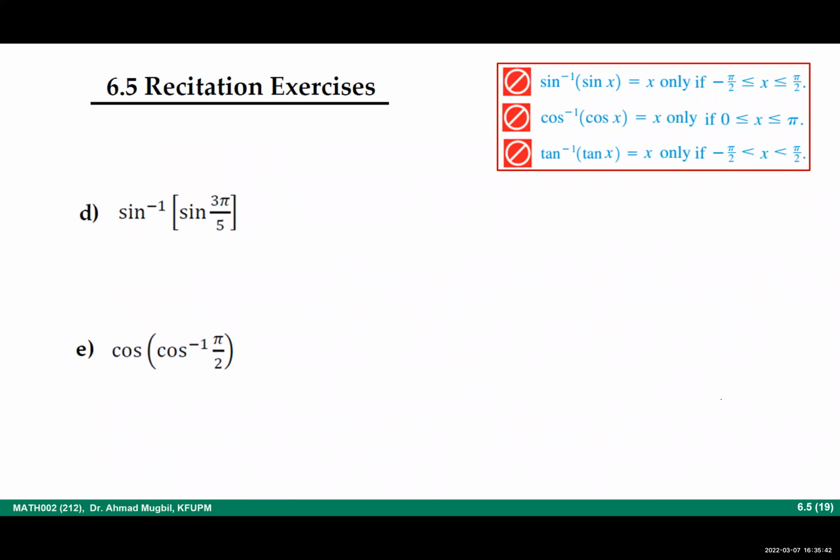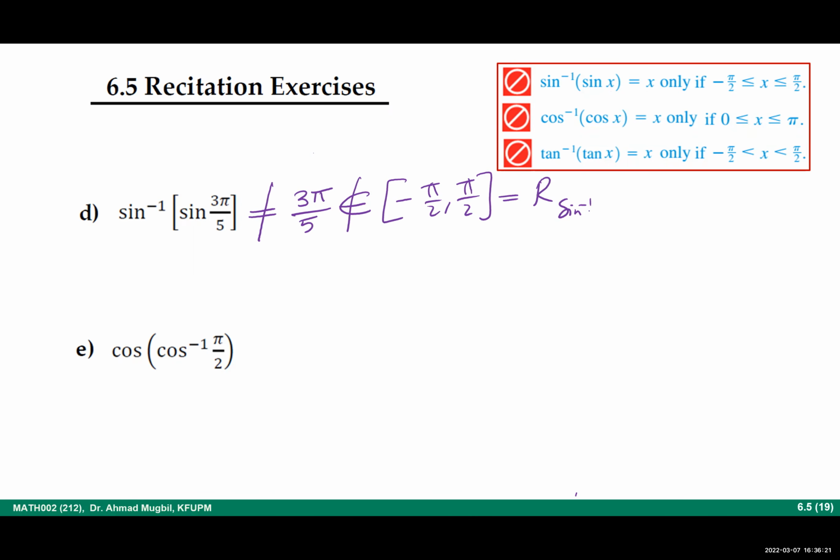Next, sine inverse sine 3 pi over 5. Now again, we have here a composition of the function and itself, and we expect to have cancellation. So do we have a cancellation here? So is it equal to 3 pi over 5? This is a question. The answer is no, it is not. Why? Because this output is not between negative pi over 2 and pi over 2. What is this negative pi over 2 and pi over 2 closed interval? This is the range of sine inverse. So this is not in the range of sine inverse. So it cannot be.